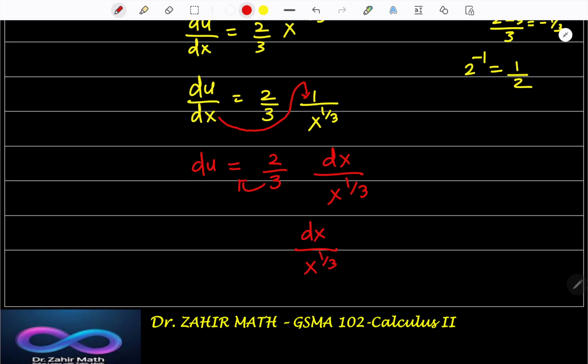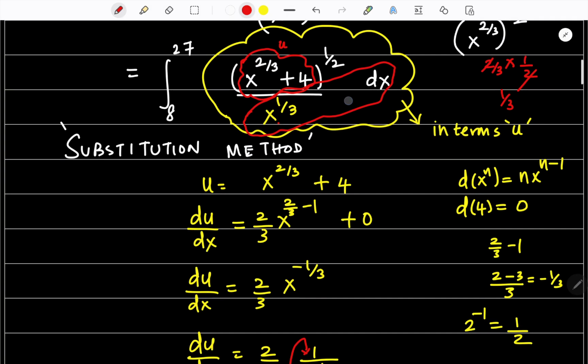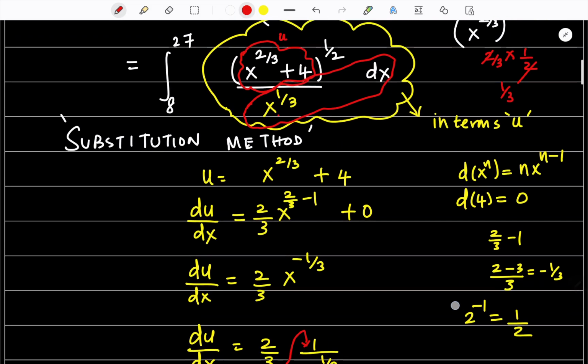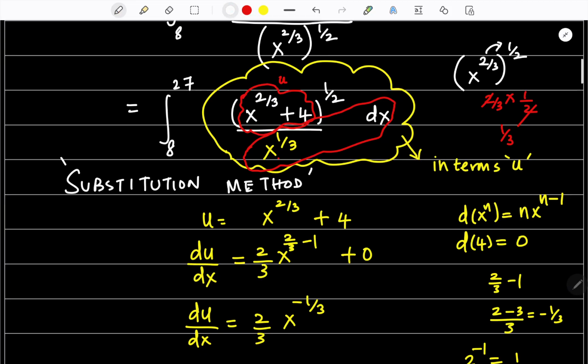Take this term other side. 3 is dividing, so it will come as multiply. 2 is multiplying, so it will come as divide into du. So you just look here: dx divided by x to the power of 1 by 3, this part changes to what? 3 by 2 du. So this is going as 3 by 2 times du. Okay, right. So everything is converted into u.